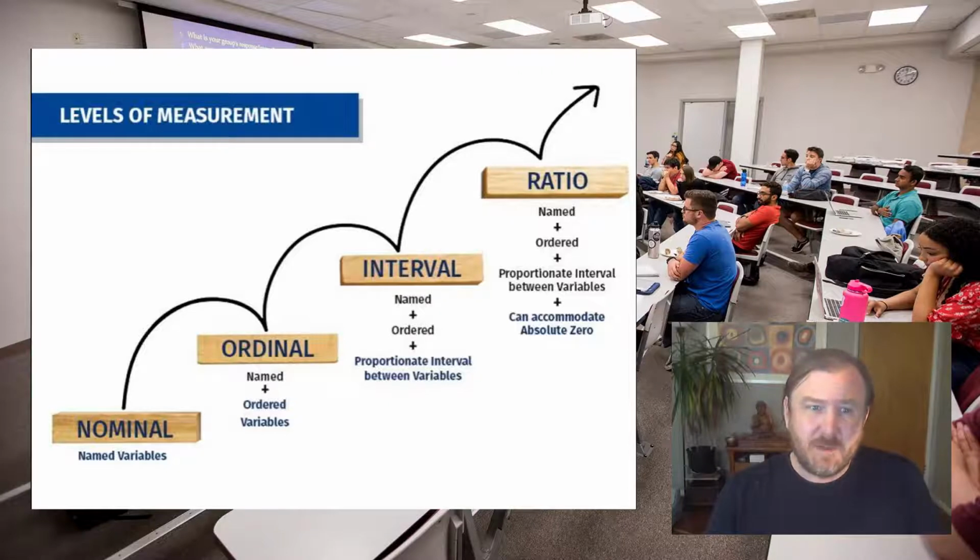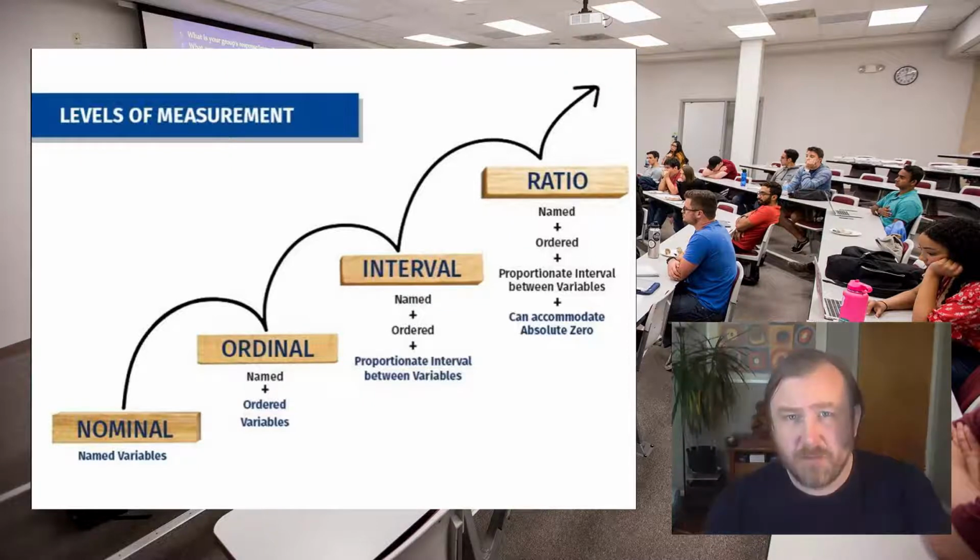So we have 80 degrees, the difference between 80 and 90 degrees is the same as the difference between 90 and 100 degrees. So we have equal intervals between units, but there's one thing that's missing, and that is that the value 0 means 0.